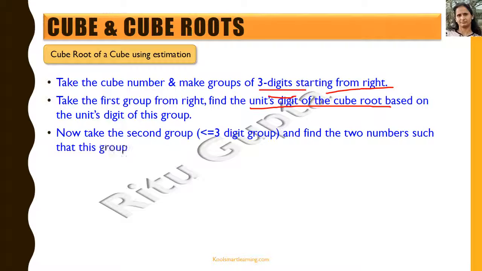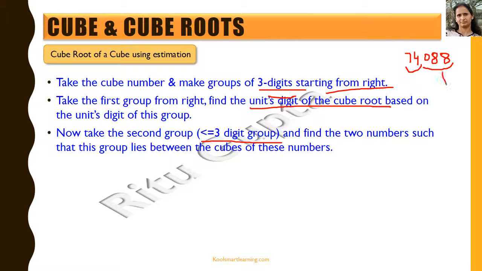Now we take the second group, which will be a group of at most 3 digits, and we find the two numbers such that this group lies between the cubes of these numbers. So let's simultaneously take an example. We take the number 74088. Now we group this into the three digits on the rightmost, and then the remaining 2 digits in the other group.